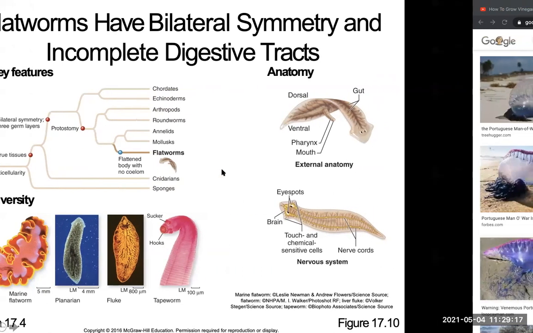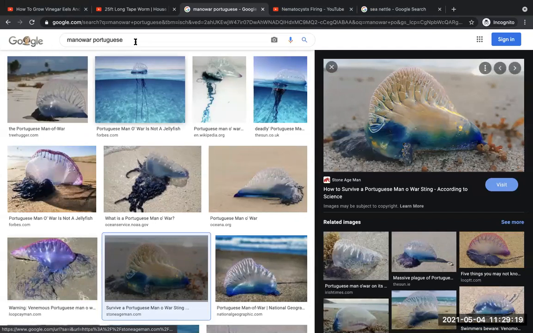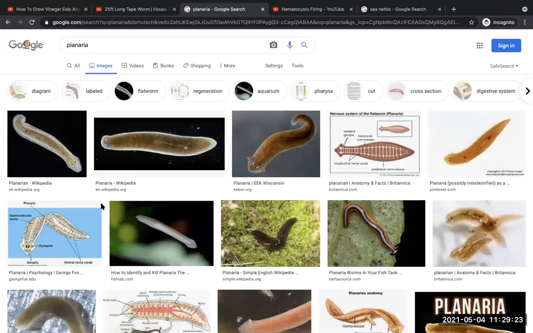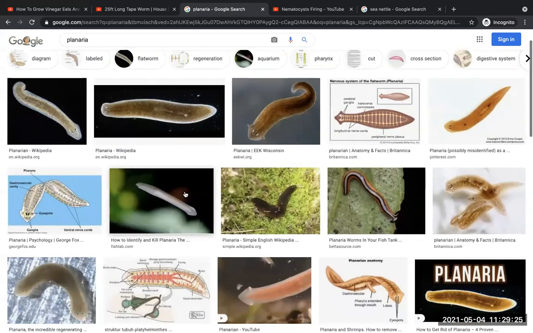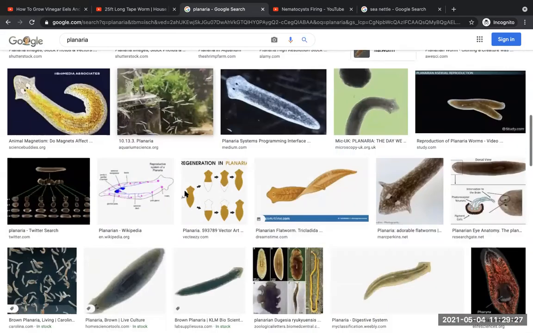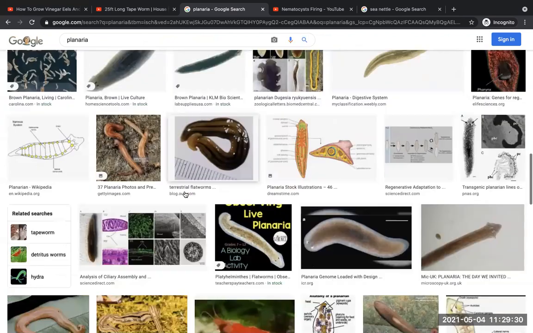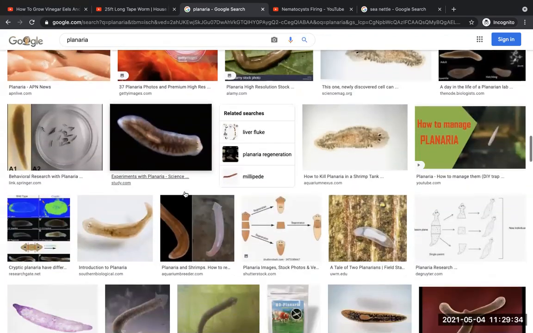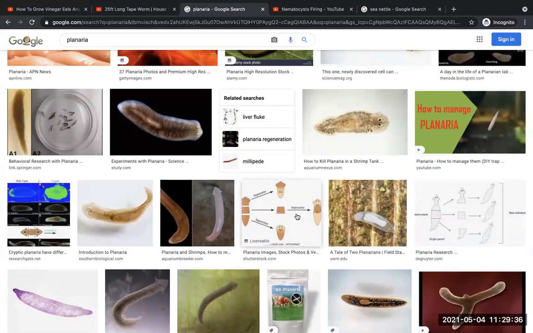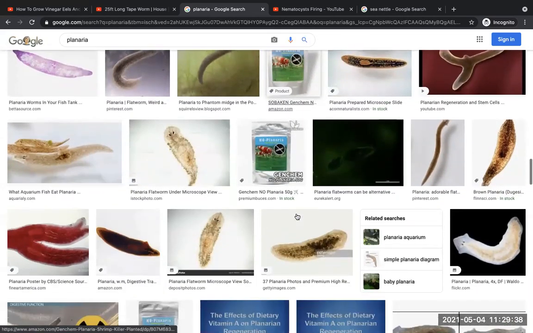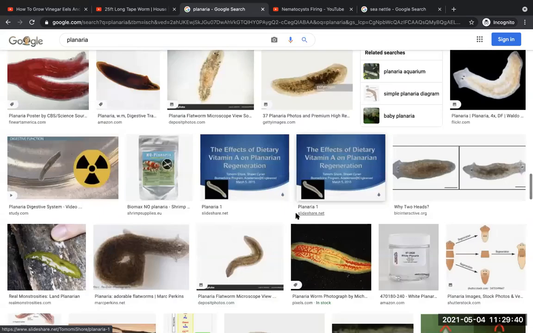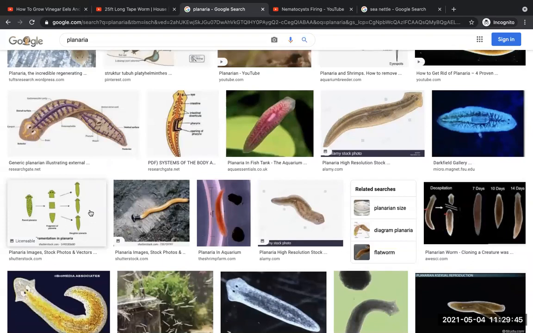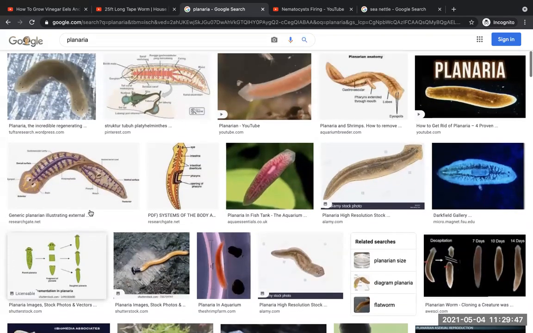Let me show you Planaria. You've probably seen this one around, maybe you didn't know what it was called. So this is Planaria. It's the one where you can cut this organism in half or however you want to, and then it regrows. It grows back.